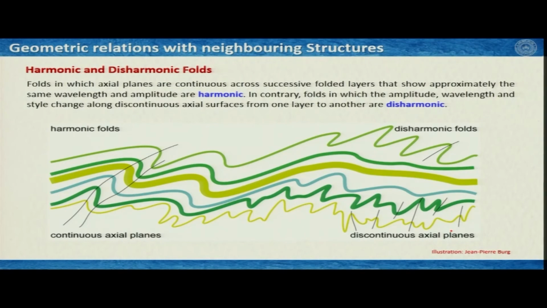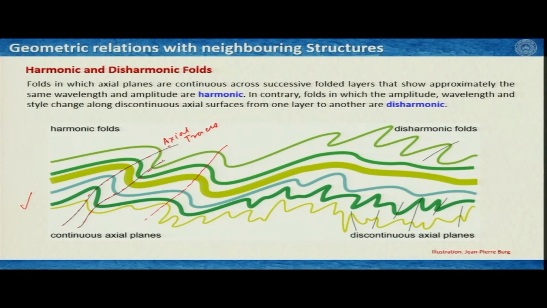Now, folds in which axial planes are continuous across successive folded layers that show approximately the same wavelength and amplitude are called harmonic folds. So, as you can see here on the left side of this illustration, you can connect the axial trace of all these successive layers. Here you can also connect all these successive layers. So, these are your axial traces. When that happens, that these folds are in harmony, these are known as harmonic folds.